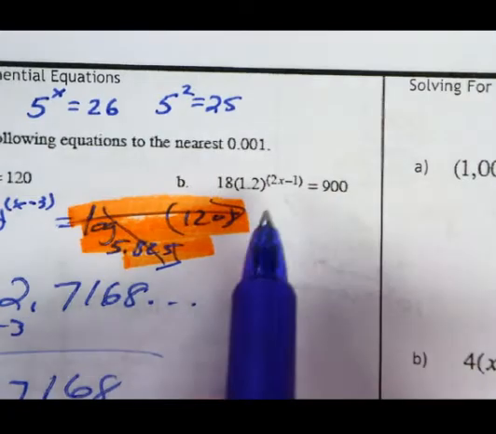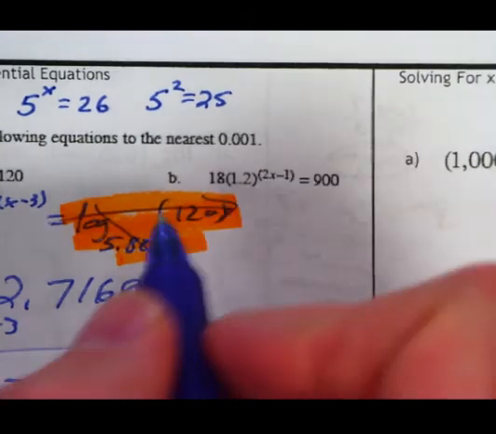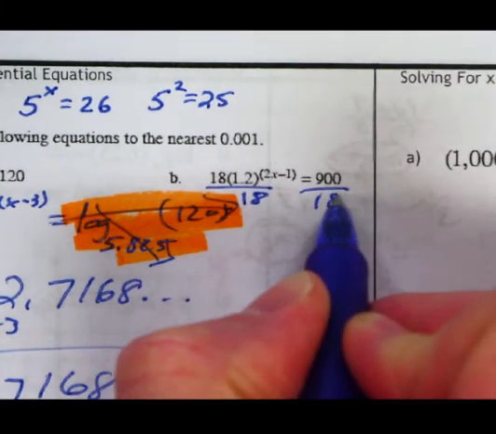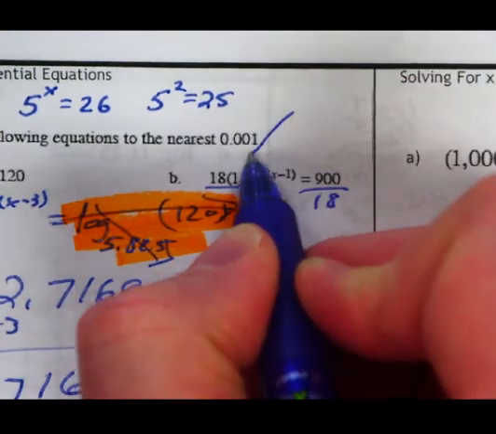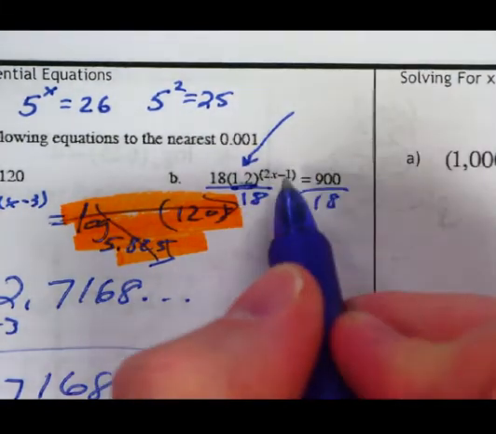Over here on this side, oh wow, that looks a lot more complicated. It's not too bad, because what we're going to do here is start by dividing by 18 to get rid of that 18 times the thing. This is the base right there. This 1.2 is a really important number because it has the power on it.